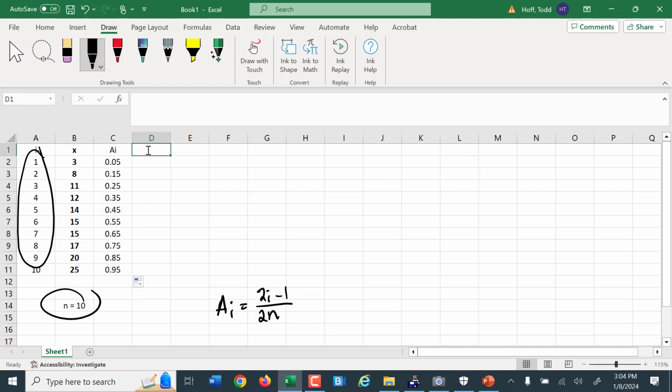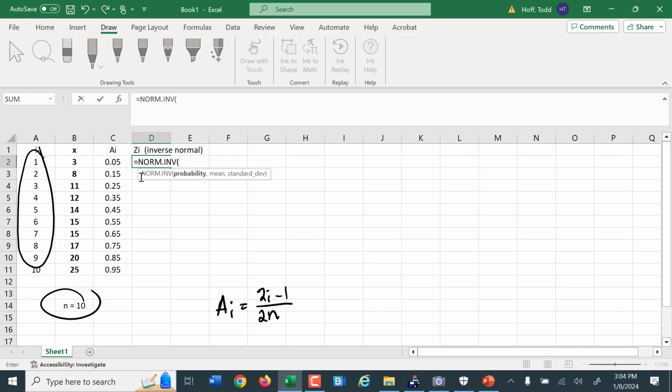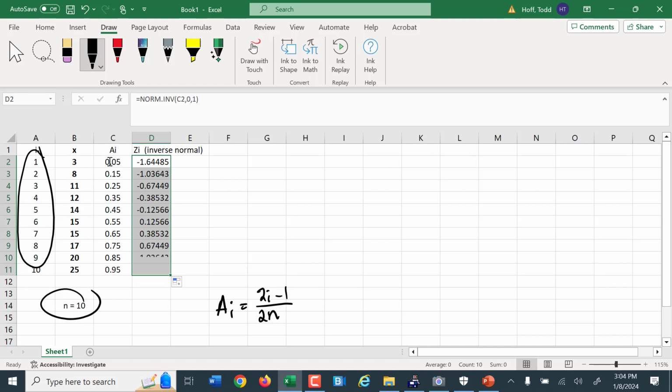And then I want to calculate something called a z_i value, which is the inverse normal. It gives me the probability of being less than this value. So this is going to be the z-score that has a probability of a_i of being less than it. So your normal inverse is what I want here. This probability for a mean of 0, standard deviation of 1. And it gives me a z-score that corresponds to a left tail probability of a_i. And again, you'll see that's symmetrical.